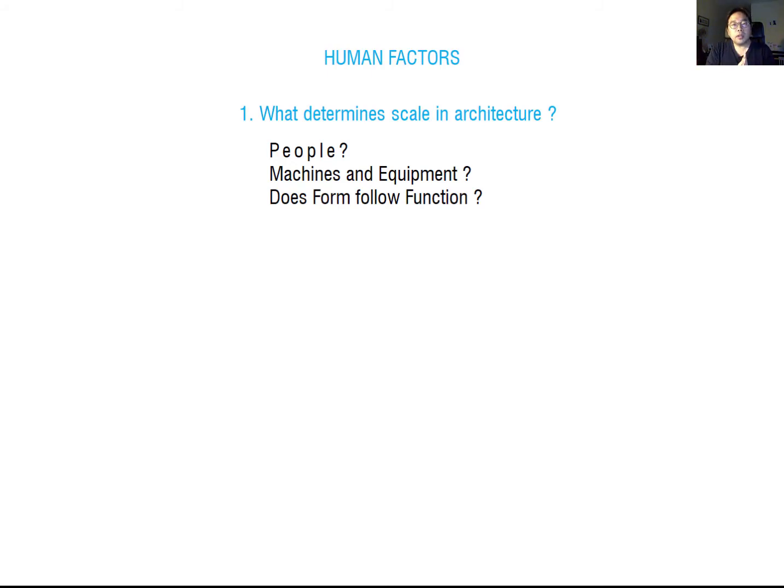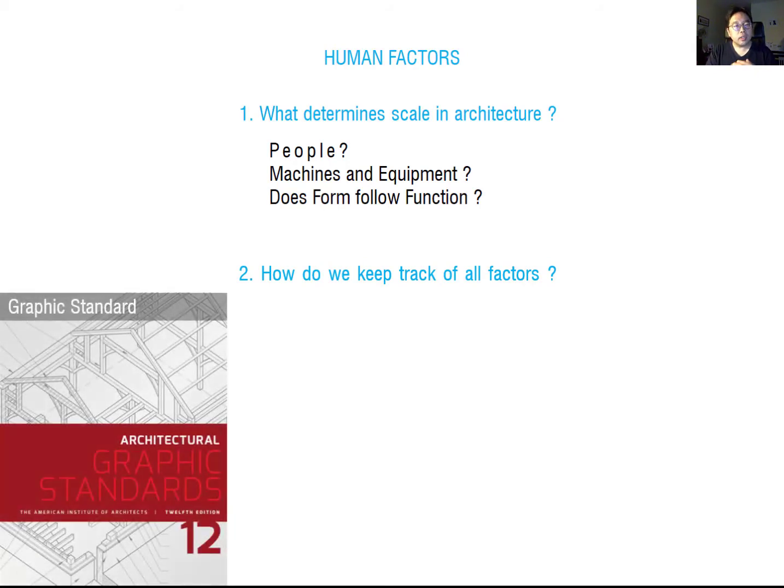But how can you actually decide the dimensions from people, machines, equipment, or program? We can find all these factors in the following books. Graphic Standards: I highly recommend purchasing this book for your studio and the SciTech. It indicates and shows all the possible and required dimensions for designing a space.